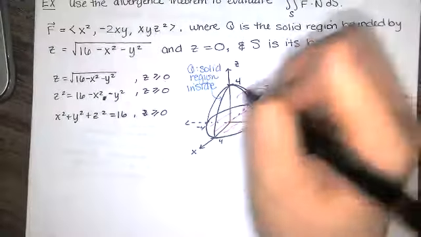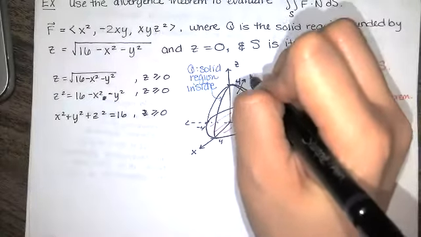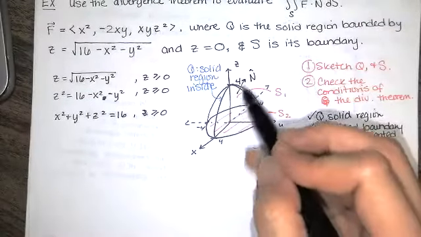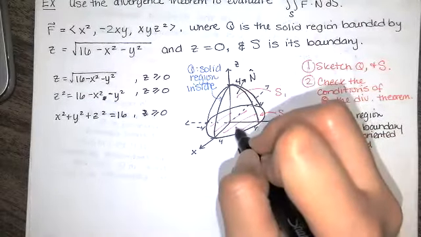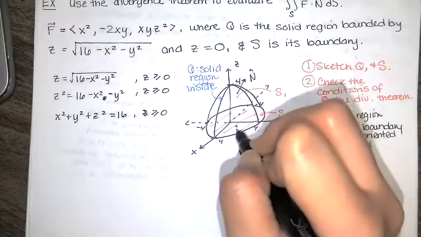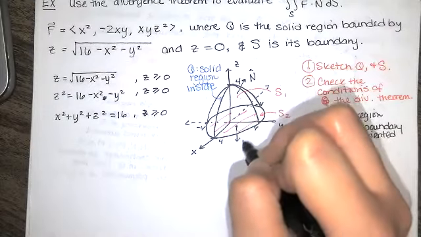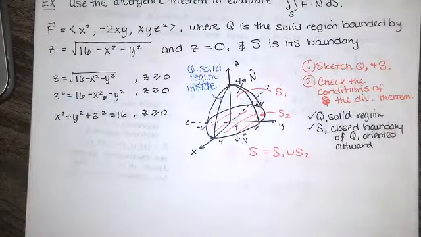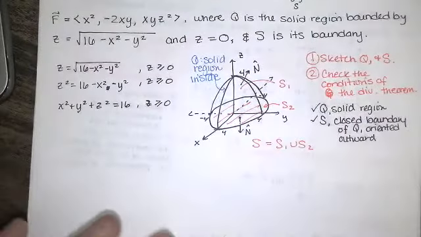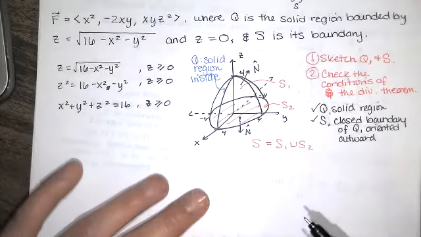So we would put a normal vector, let's say here. We want to make that our orientation. And on the bottom, that normal vector is going to point straight down because it's pointing outward from Q. What else do we need?